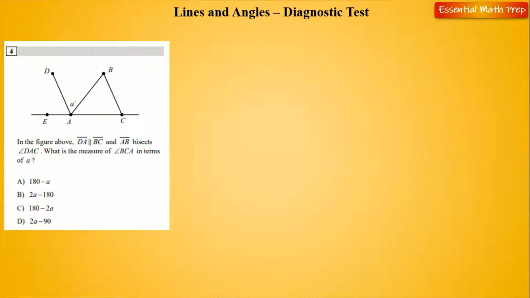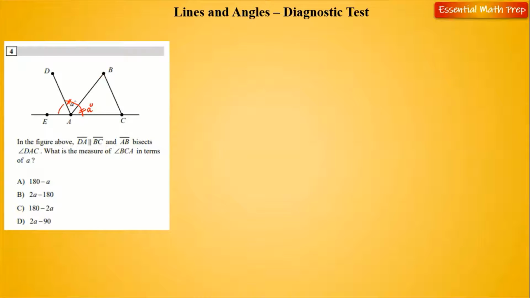All right, this problem is very tricky because no information is provided other than the fact that line AB bisects angle DAC. That's the only critical piece of information that you have. And we know angle DAB is A, right? Because BA bisects angle DAC, these two angles should be equal, which means this angle is also A degrees, right?